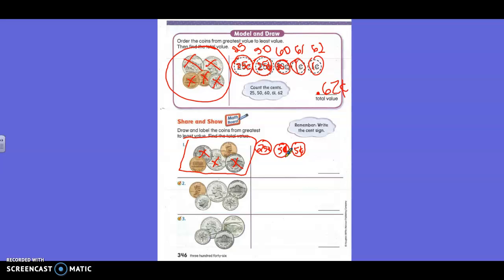And then what is my last value, Chase? 1 cent, which is a penny. And how many of those are there? 2. Okay. Now we have to do the total.